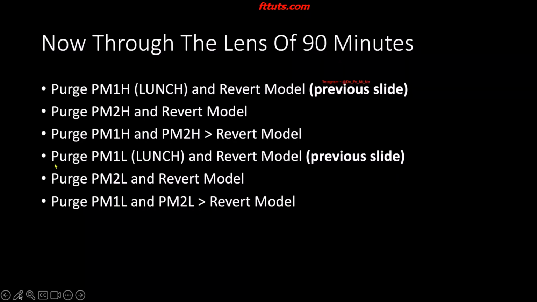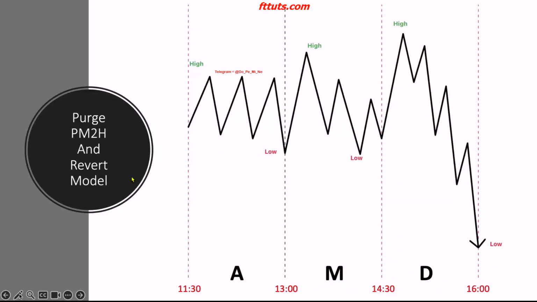The fourth bullet is a purge of the first PM cycle's low and revert model. This was again a previous slide. And then we have the purge of the second PM cycle's low and revert model. And finally, the purge of both the first and second PM session's low and revert model. So here is the purge of the second PM cycle's high and revert model.